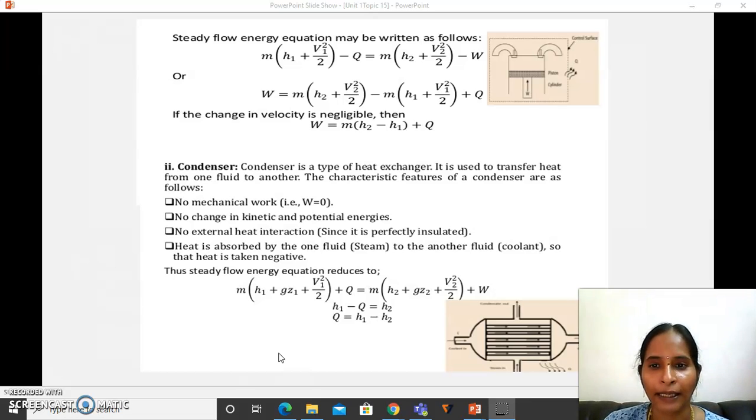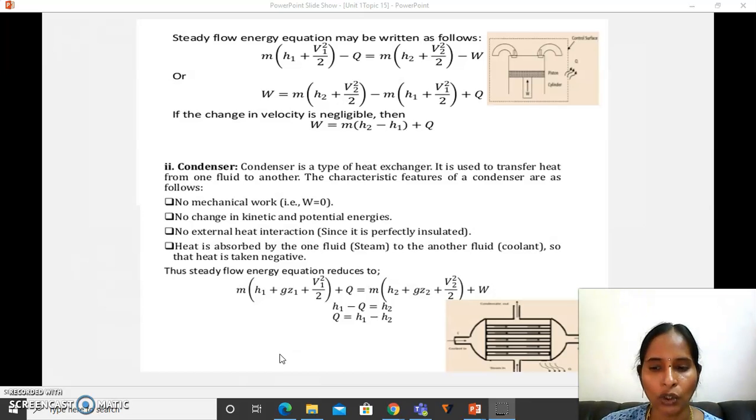So in the last video we substituted the SFE equation for compressor, turbine, etc. And now we are moving to the application of SFE to the condenser. Condenser is a thermal device, a type of heat exchanger equipment. What is a heat exchanger? This is the device which is used to transfer heat from one fluid to another fluid. Of course, it is also working under thermal conditions only.